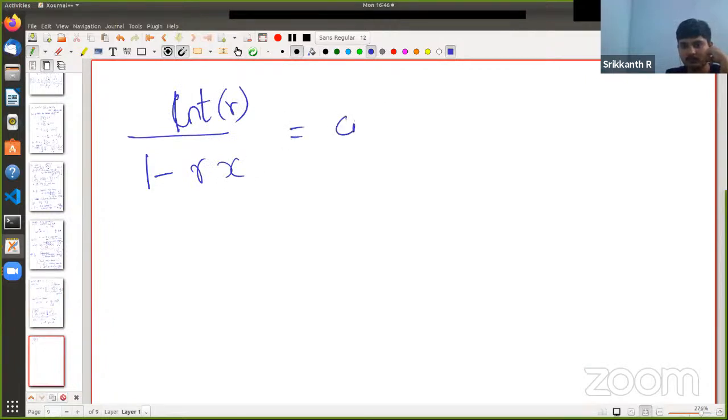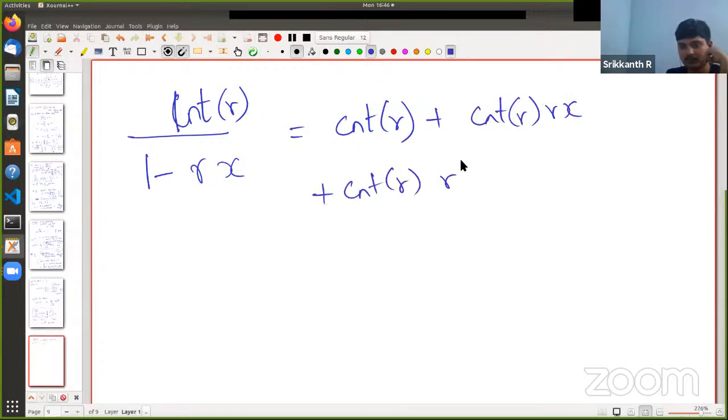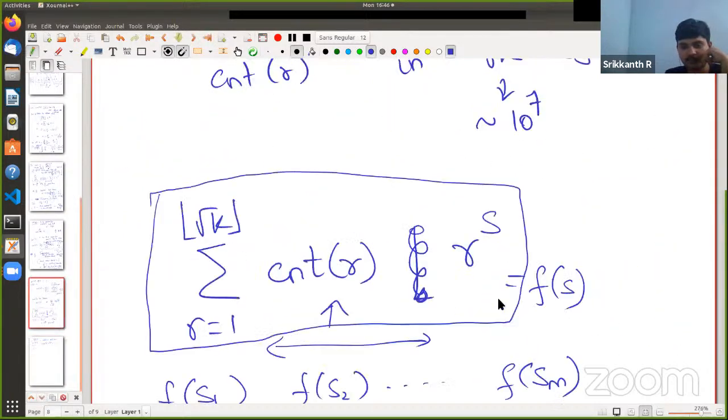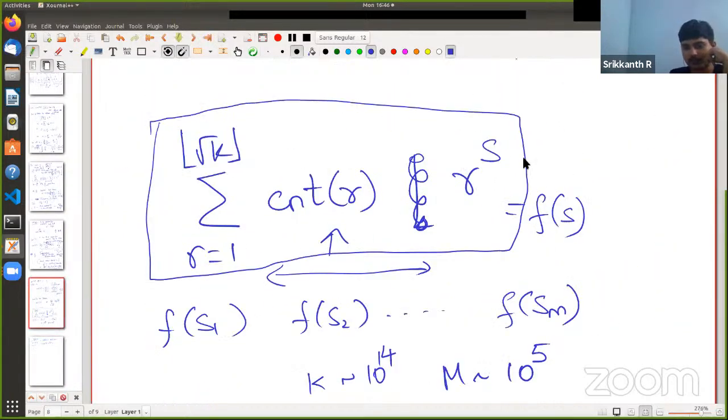This is 1 of r plus 1 of r into rx plus 1 of r into r square x squared plus etc. Okay, so if we consider this polynomial, this is a technique to evaluate this summation for all the s different values simultaneously. I mean, quickly.